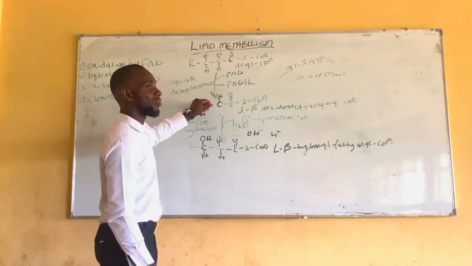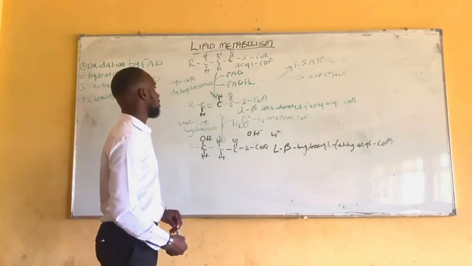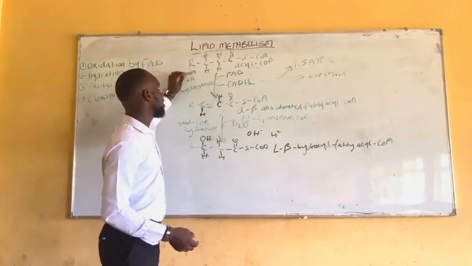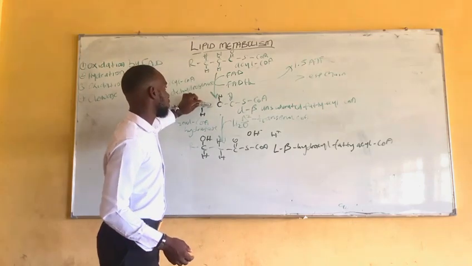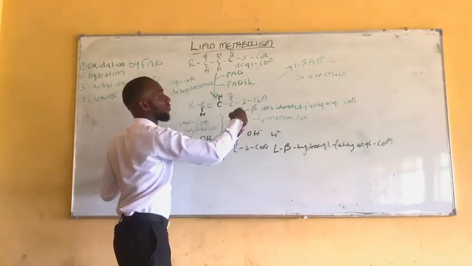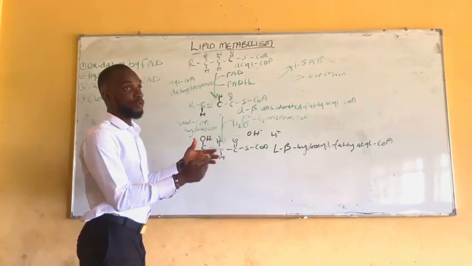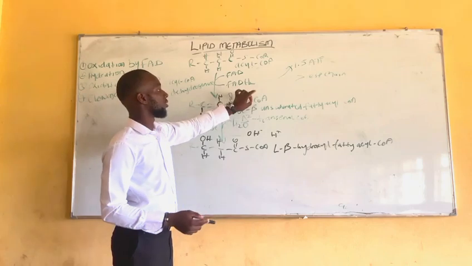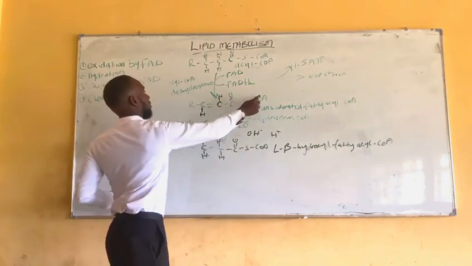The point now is that there is formation of a trans double bond between these two carbons. Initially it was saturated, now it's unsaturated because of this double bond. That's why we call it an alpha, beta unsaturated fatty acid. You understand? Fatty acyl-CoA because of this coenzyme here.